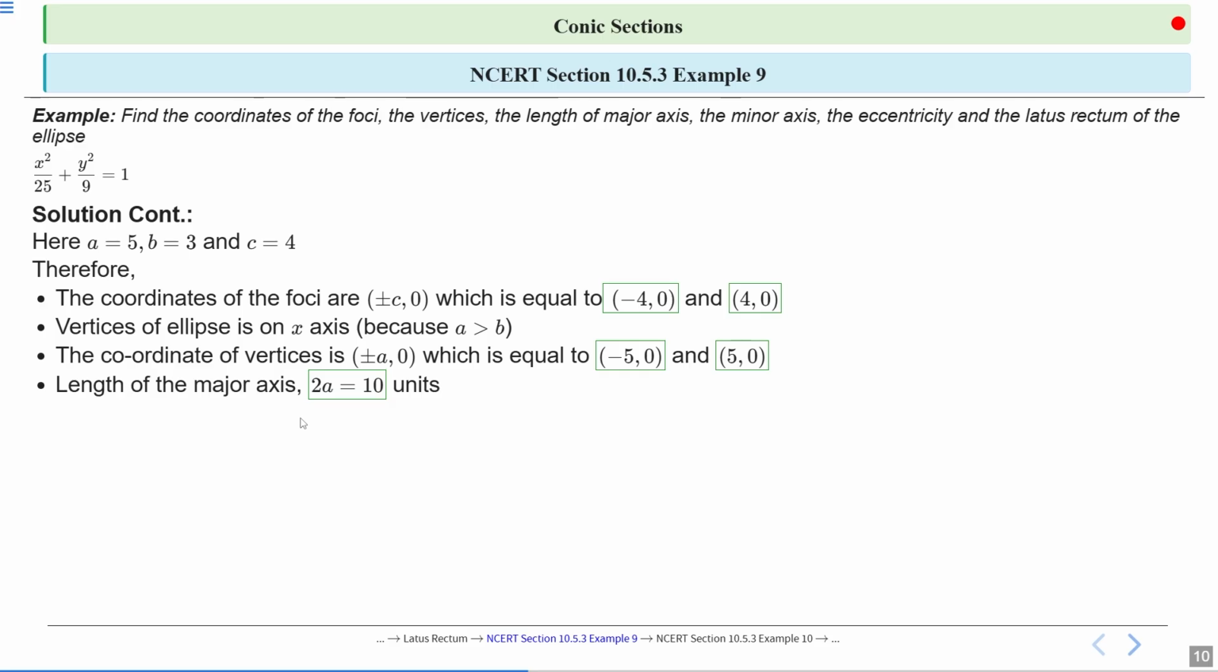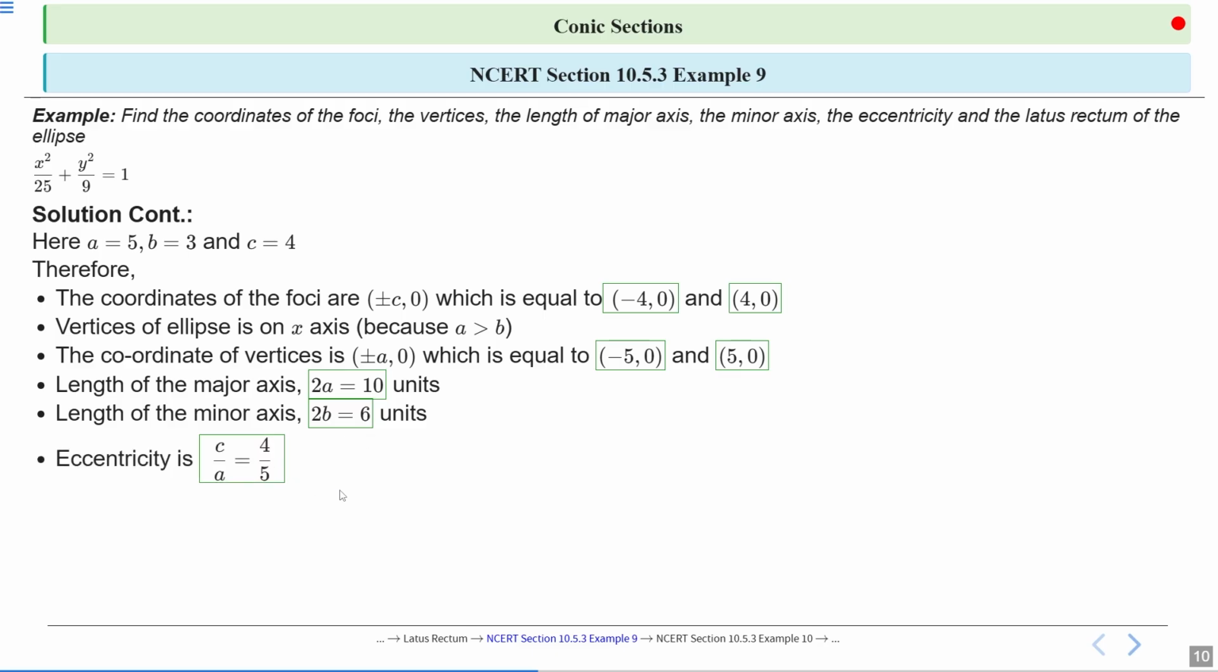And the length of major axis is 2 times a, so here a is 5, so the length of major axis is 2 times 5 is 10 units. And the length of minor axis is 2b, so here b is equal to 3, so the length of minor axis is 2b, which is equal to 2 into 3 is equal to 6 units.